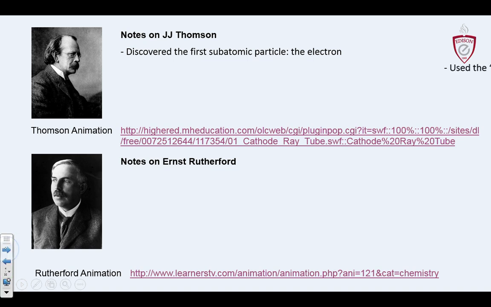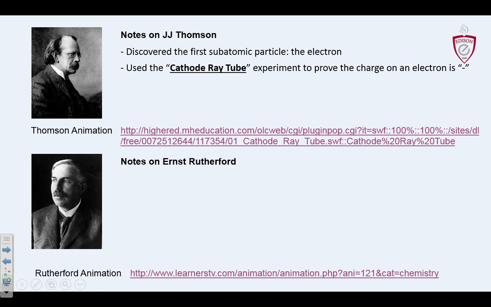He coined this first one, the electron. He used this famous experiment called the cathode ray tube, where there's an animation we'll show you in class.